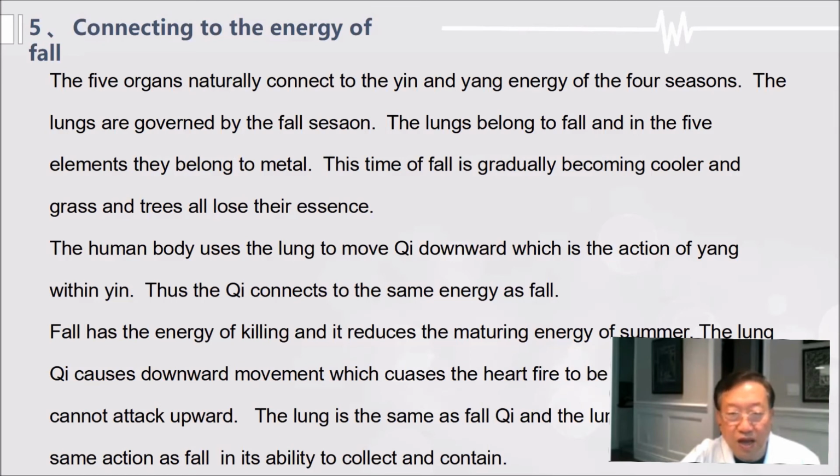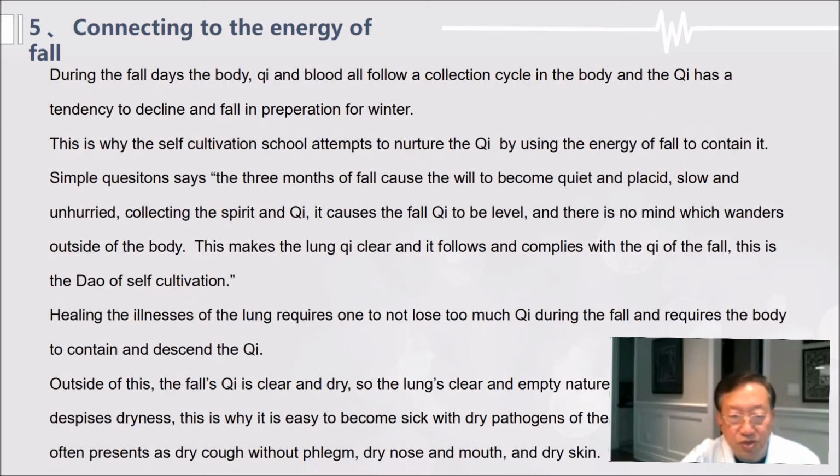The lung is the same as fall qi, and the lung metal follows the same action as fall in its ability to collect and contain. During the fall days, the body, qi, and blood all follow a collection cycle in the body, and the qi has a tendency to decline and fall in preparation for winter. This is why the self-cultivation school attempts to nurture the qi by using the energy of fall to contain it.